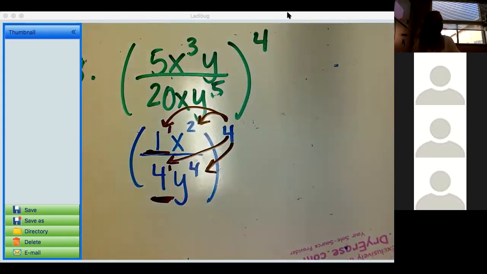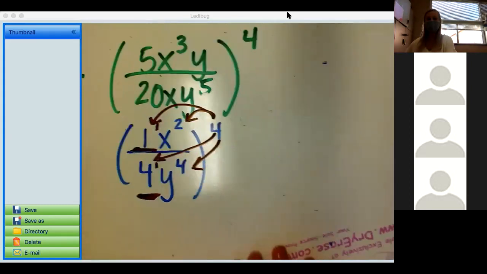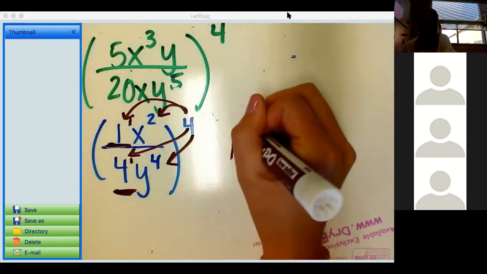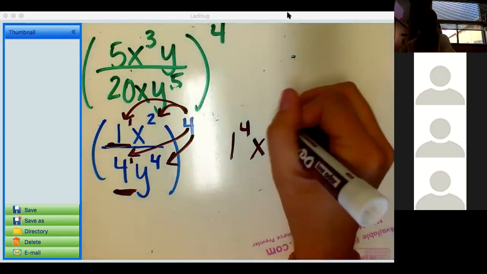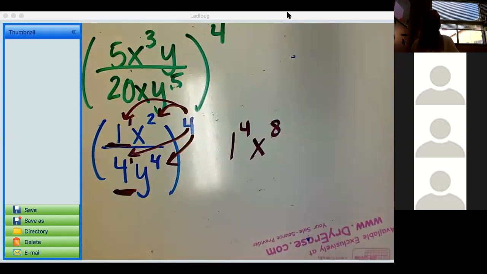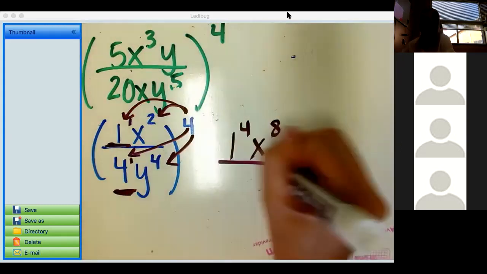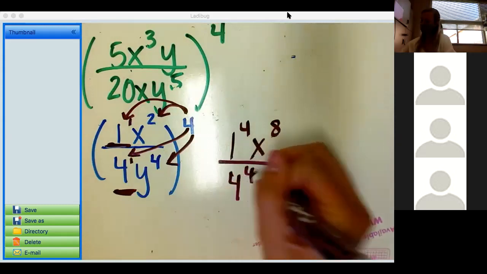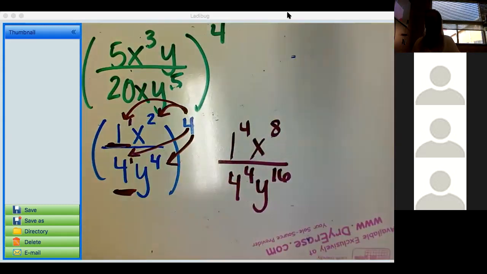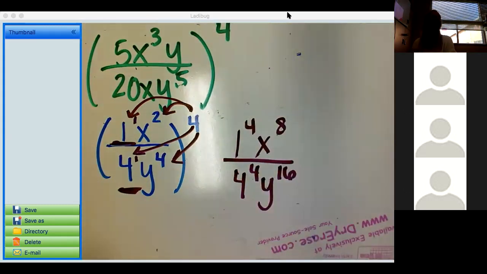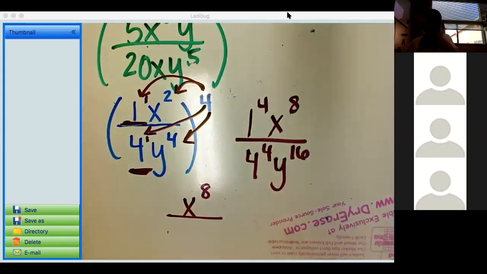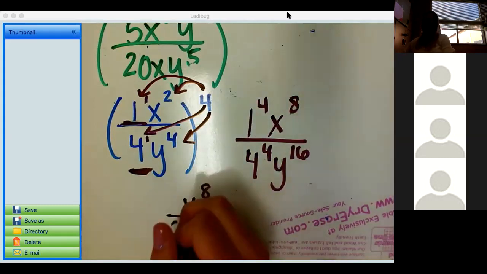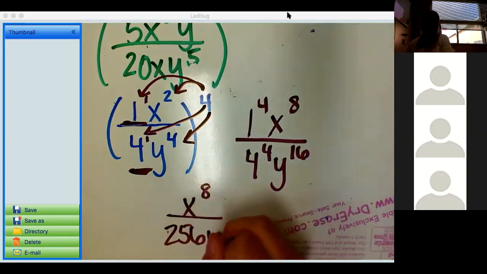Very good. So did you guys get 1 to the 4th, x to the what? 8. Good. Remember, when you're distributing, we do what operation? Multiply. Beautiful. 4 to the 4th and y to the 16th. Okay. And so 1 to the 4th is just 1. So this is going to be x to the 8th over 256, right? 256. Y to the 16th.